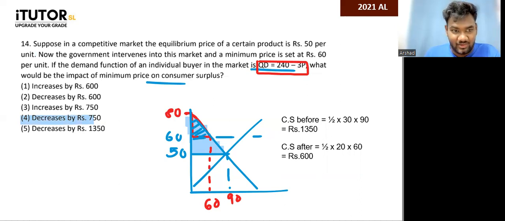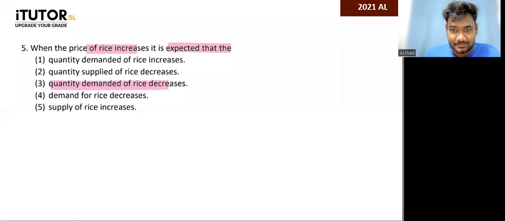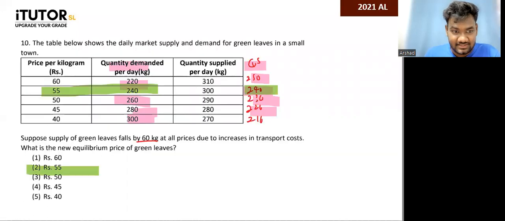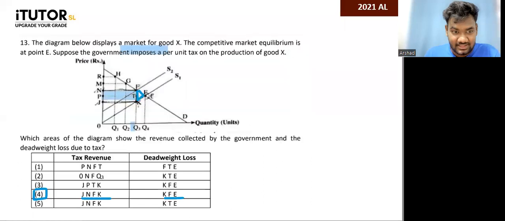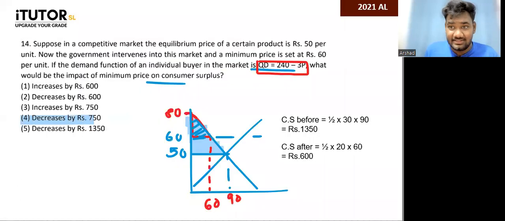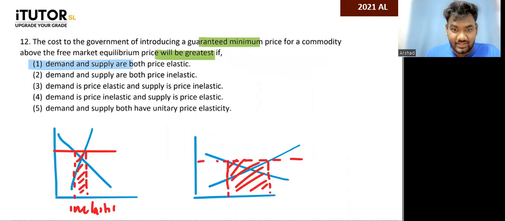How many did you get right? 1, 2, 3, 4, 5, 6, 7, 8, 9, 10. There were 10 questions. Got all 10 right? 9, 8, 7. Okay. Right. So then we'll go to the last A-level paper. Question 12. Question 12 answer was 1.